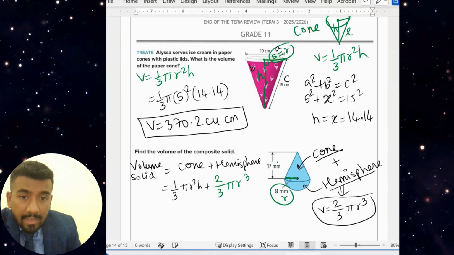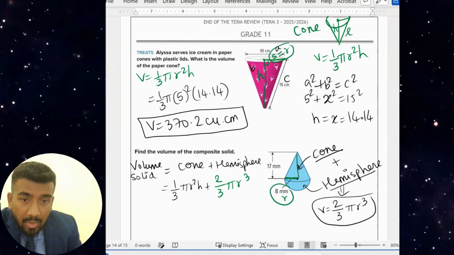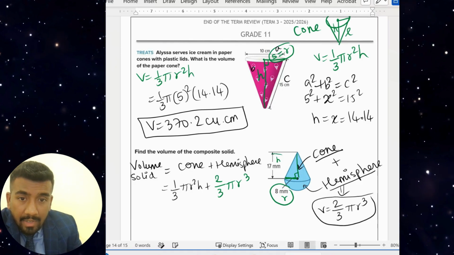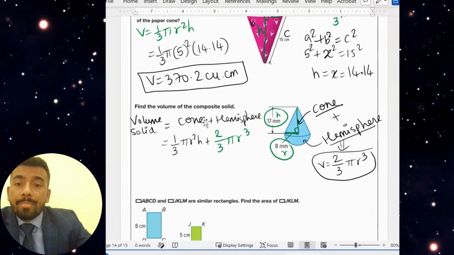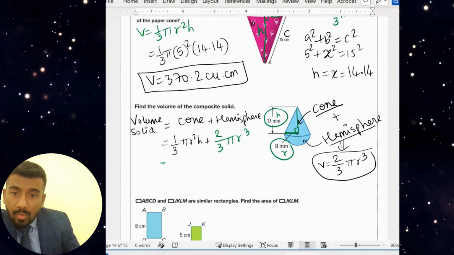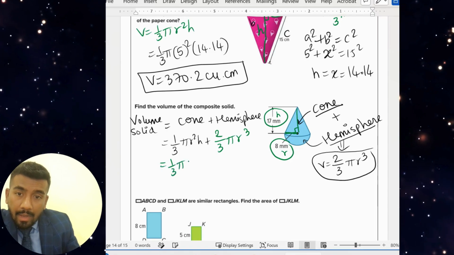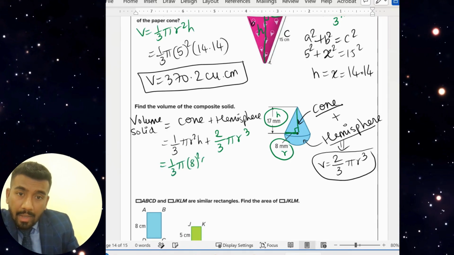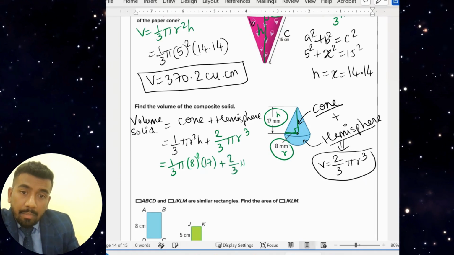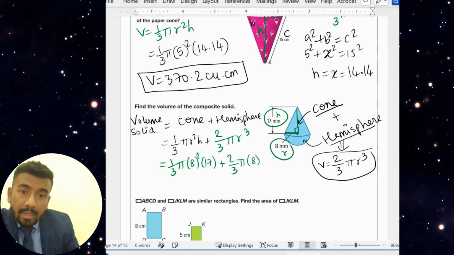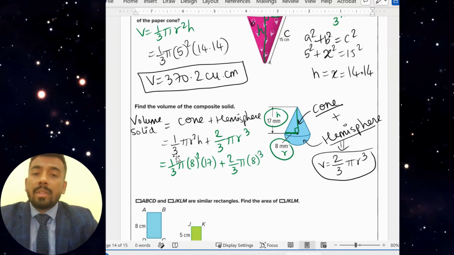Okay, and what's the height? They have given the height as well. How much is the height given? 17. That's it. You know all the values. Put it back. So what you will do? 1 over 3 pi r, which is 8 square, h is what? 17, plus 2 over 3 pi r, r is what? 8 cube. Okay, put it in the calculator straight away.